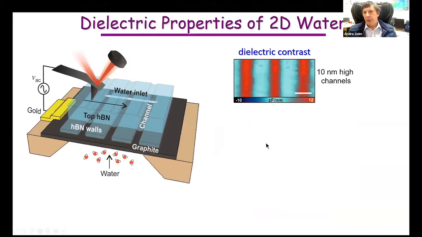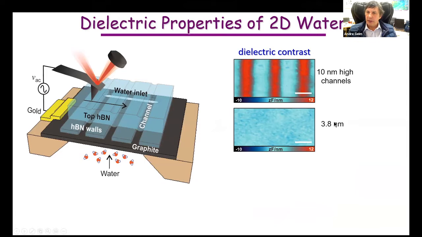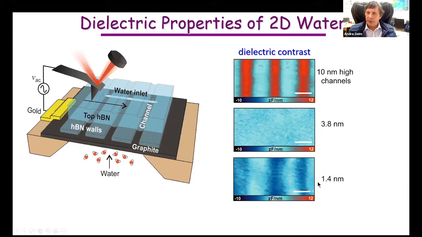So now, next step, we start squeezing water inside those channels. When we go to channels which are approximately 4 nanometers high, what we see is that there is no dielectric constant, but remember, we are 100% certain from our setup that water fills the channels which are somewhere here. Still, water doesn't respond to the applied electric field. And when we go to even smaller thicknesses, we find out that water gives a negative contrast with respect to boron nitride, and boron nitride has a dielectric constant of only 3.5. So water responds to electric field even less than boron nitride.